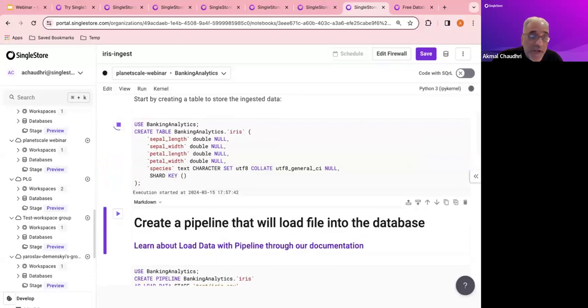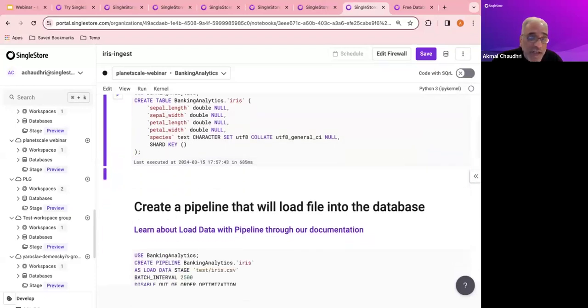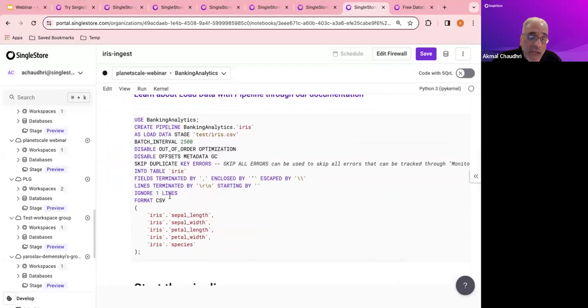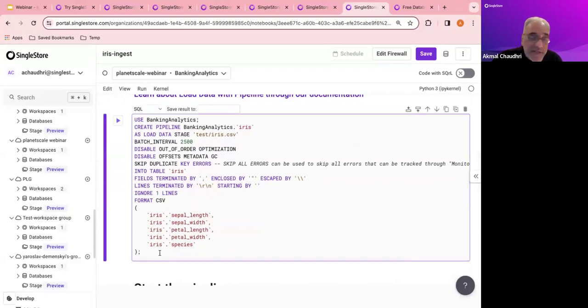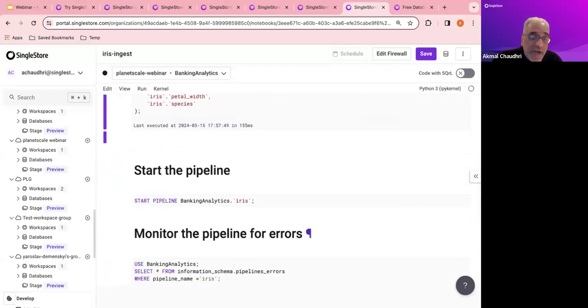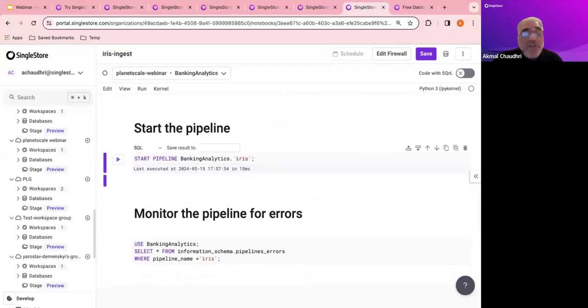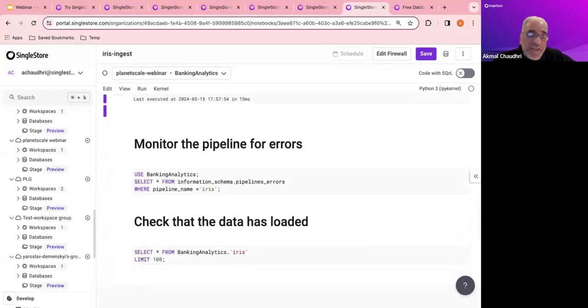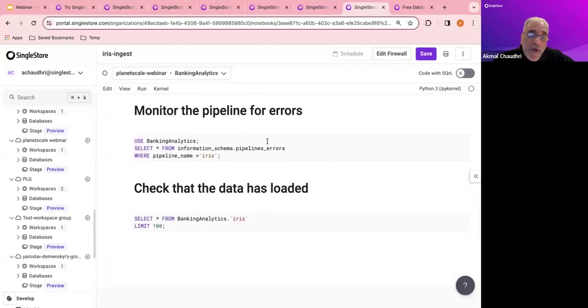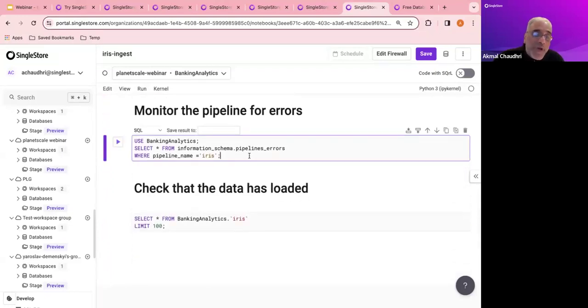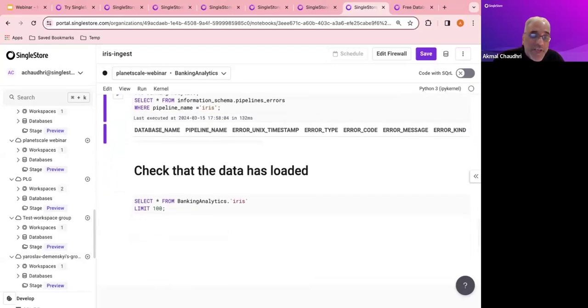I can just execute this. It's now created the table for me. It will create a pipeline for me to read that CSV data in. That's done. Okay, and then I just start the pipeline to read that. Now, because it's only 150 rows, this is going to run really, really fast. Monitoring the pipeline is not going to help, because by the time I start this, the operation's already over. There's nothing to see, okay?